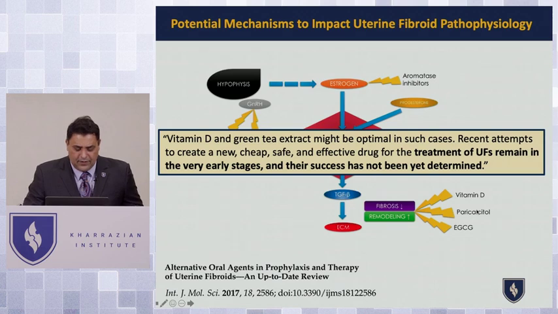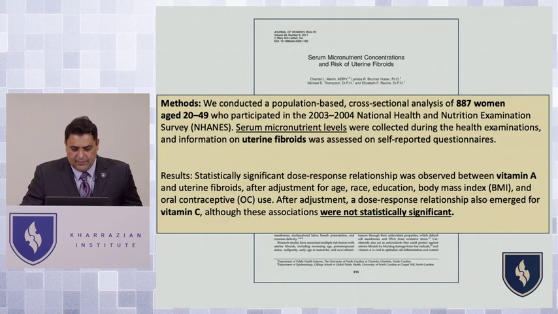Now, here's what they state in the paper. Vitamin D and green tea extract might be optimal in such cases, meaning uterine fibroids. Recent attempts to create a new, cheap, safe, and effective drug for treatment of uterine fibroids remain in the very early stages, and their success has not been determined. What they're saying in this paper is that in a conventional approach, even with using pharmaceuticals, we don't have much success with uterine fibroids. We might want to look at combination therapies and things that are safe to use, which may have some benefits, such as vitamin D and green tea.